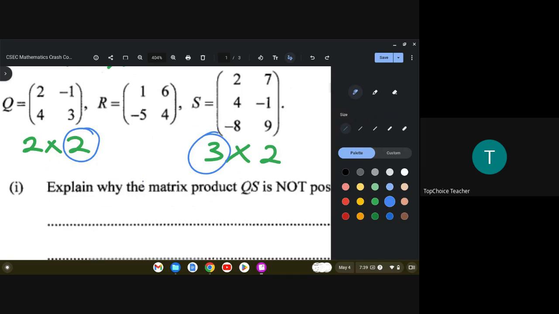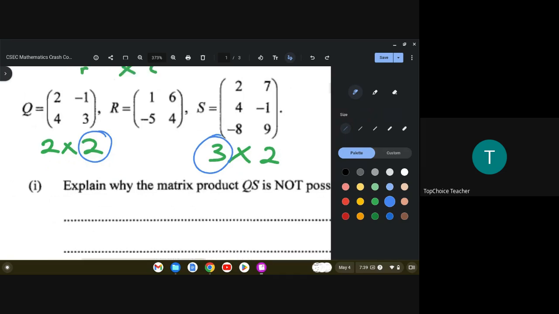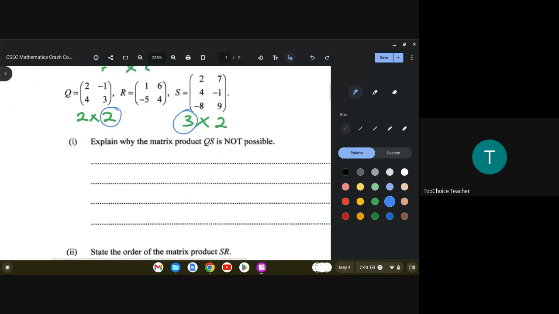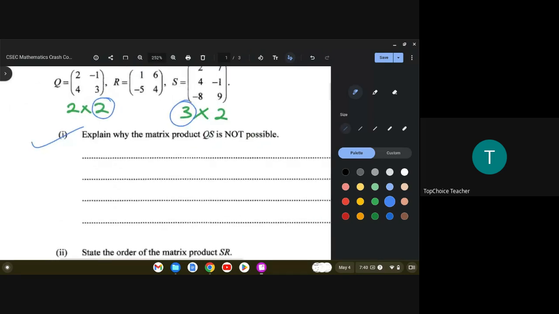Has anyone ever seen something like this before? No one? Hello? No one? Yes, sir. Right. That's the answer for part 1.